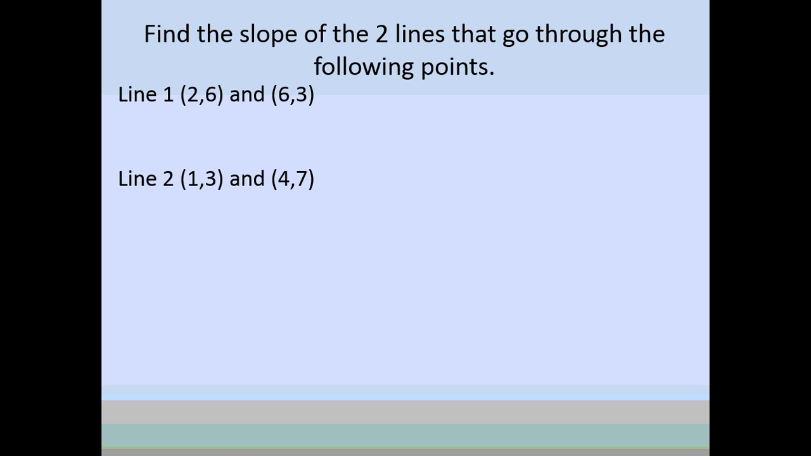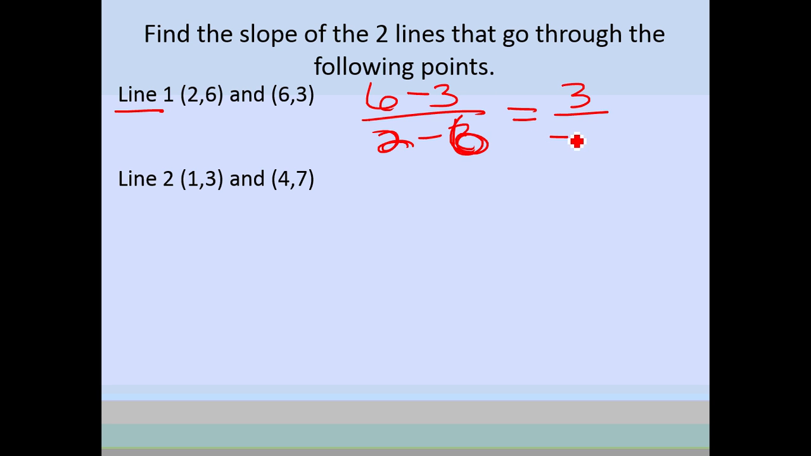Find the slope of the two lines that go through the following points. So this here is line 1, and I'm going to subtract the y's. Remember, it's y2 minus y1. So I'm going to subtract the y's, so 6 minus 3, and then I'm going to subtract the x's, 2 minus 6. 6 minus 3 is 3. 2 minus 6 is -4. So your slope is -3/4.